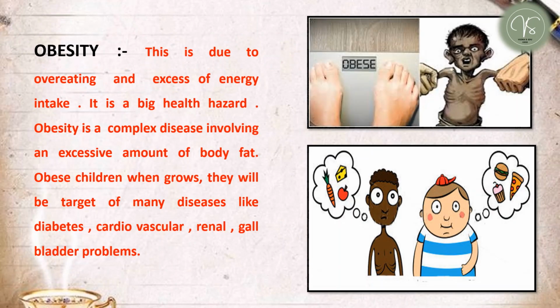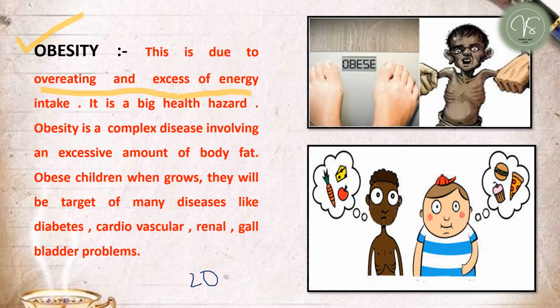Now, let us learn about another disease. It is a health hazard, you can say. It is obesity. This is due to overeating and excess of energy intake. An obese person will be stout and the body weight will be more than expected. Now, when is a person said to be obese? When more than 20% of the body weight is due to fat. How does this happen? It happens due to overeating.